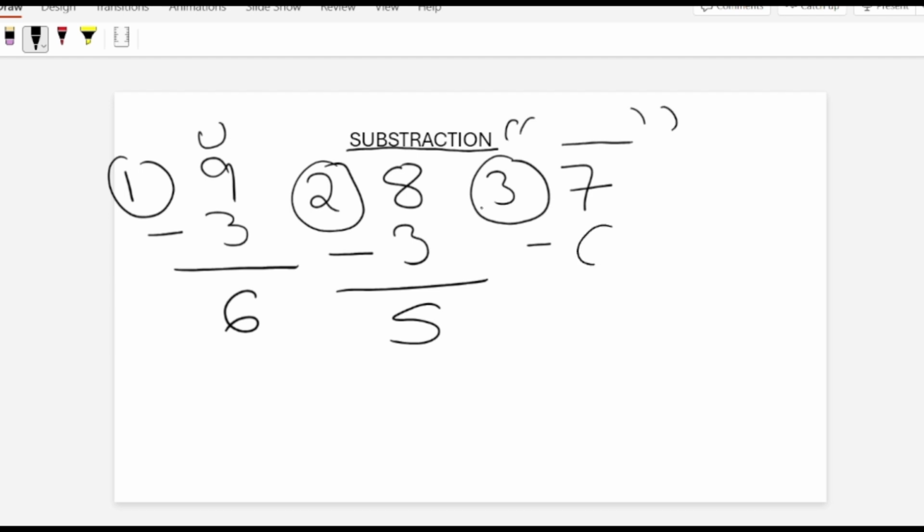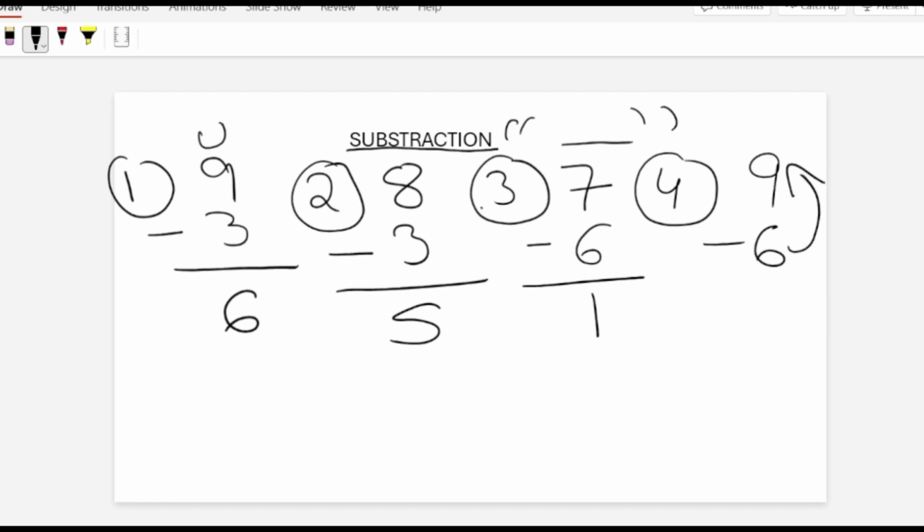7 minus 6. If you subtract 6 from 7, how much will you get? 1. These are simple examples, one-digit examples. Fourth one. Take any number. 9 minus 6. If you subtract 6 from 9, how much do you get? 6, 7, 8, 9. 3. 3 is the remainder, okay?